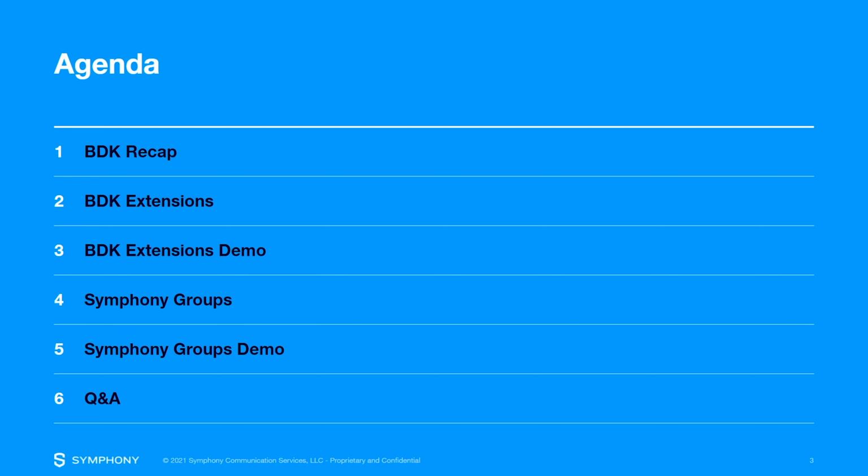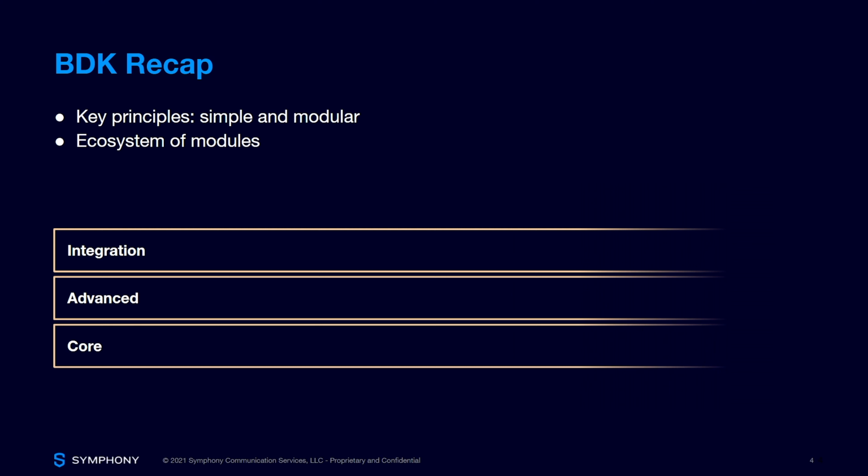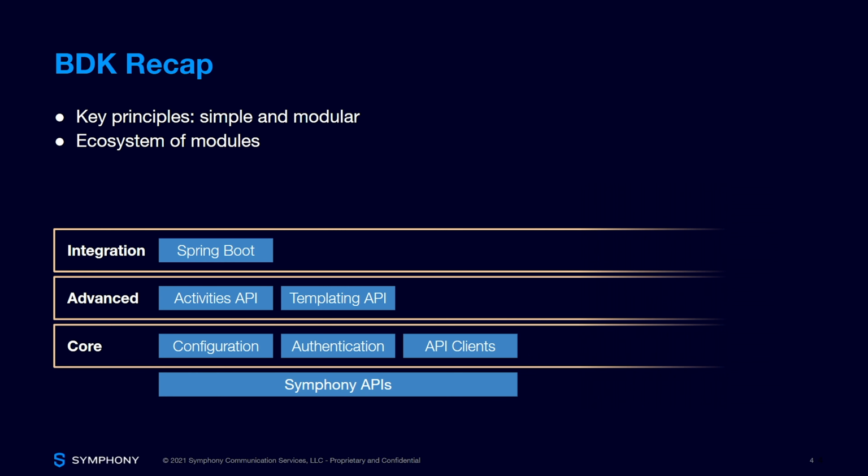Yong, can you give everyone a quick recap of the BDK architecture? Sure. So let's do a quick recap. The key principles behind why the BDK was created are based on two things: keeping it simple and keeping it modular. So eventually what we hope to have is an ecosystem of modules. And how that works is we have these three layers as part of the BDK: Core, Advanced, and Integration. And within these three layers, you have these various modules.